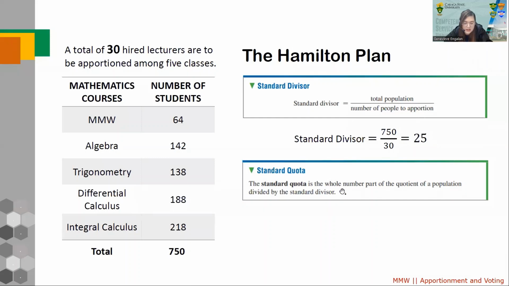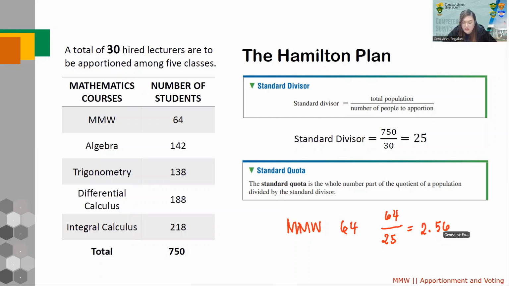Okay. The standard quota is the whole number part of the quotient of the population divided by the standard divisor. For example, in MMW we have 64 students. What is the standard quota for MMW? You have to divide 64 by the standard divisor, which is 25. So 64 divided by 25 is equal to 2.56.